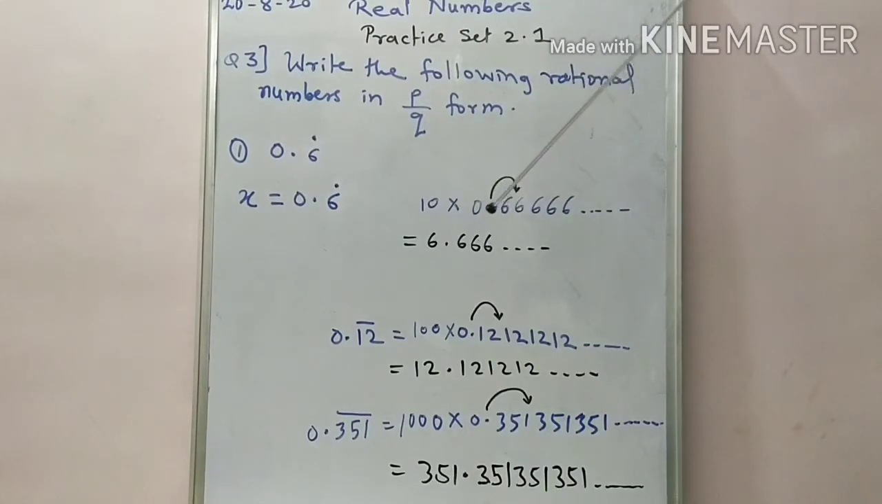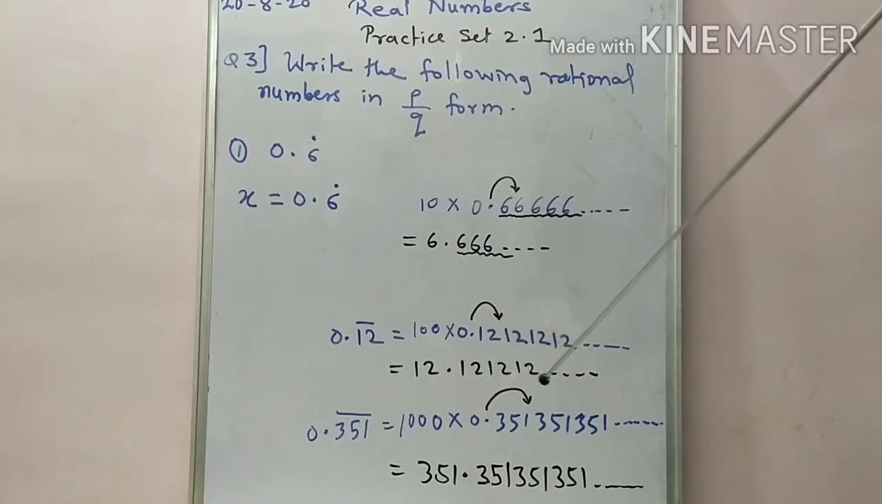According to that rule, as you multiply it by 10, the decimal goes one place to the right side. So that number becomes 6.66666 recurring. This decimal part we keep as it is here, multiplying by 10. Similarly here, as you multiply it by 100, because two numbers are in recurring, this decimal goes 2 places to the right side. So it becomes 12.121212 recurring.